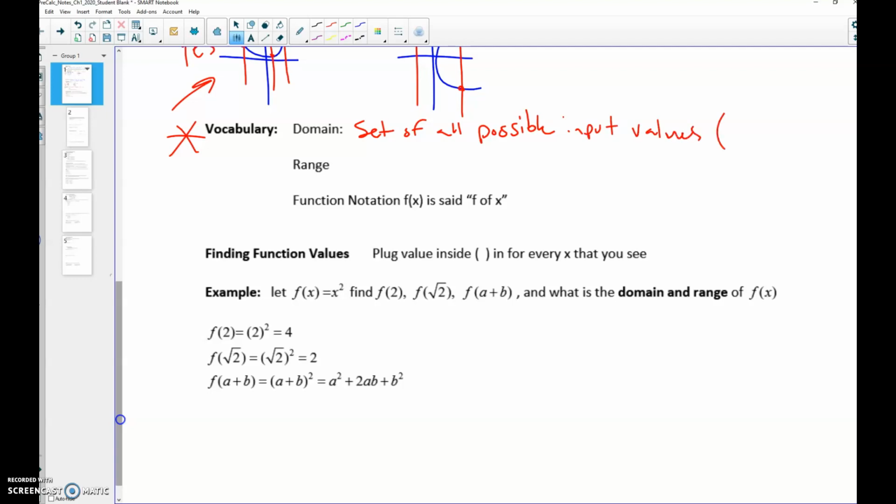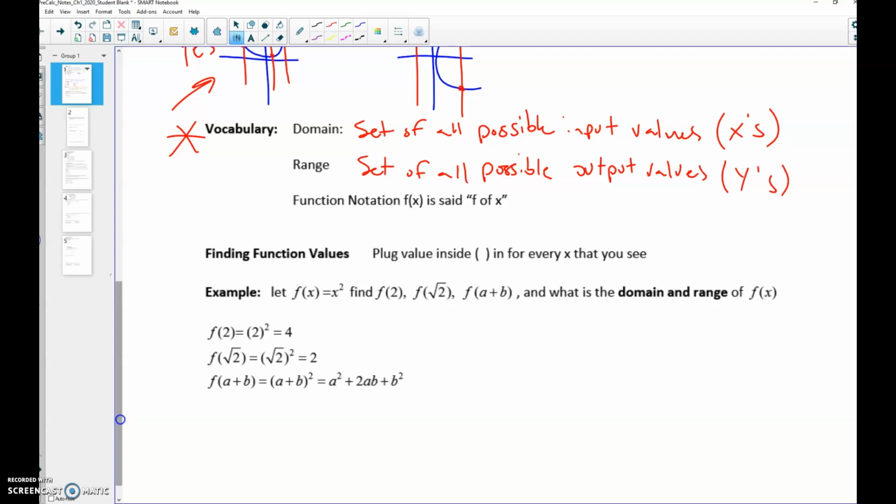Sometimes functions have different things than x's and y's, but usually we talk about x's and y's, so these would be the x's. But it could be any input. It doesn't have to be x's if the variables are s and r. It's whatever the input variable is. So the range is the set of all possible output values. And again, generally, we're talking about the y's.